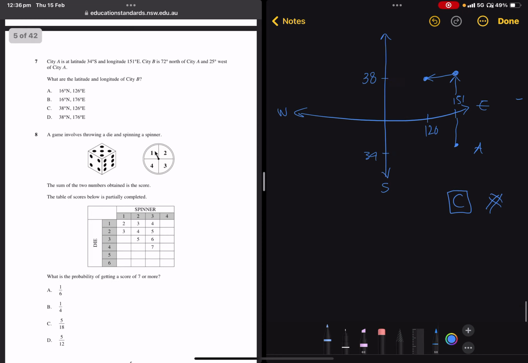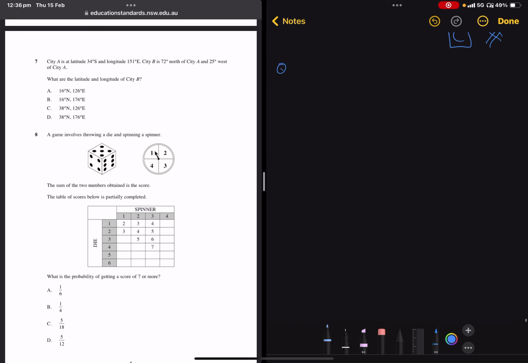So question 8. We are told that a game involves throwing a die and spinning a spinner. The sum of the two numbers obtained is the score. The table of scores below is partially completed. What's the probability of getting a score of 7 or more? All right, so we're just going to finish this table. It's not overly complicated of a table to draw.